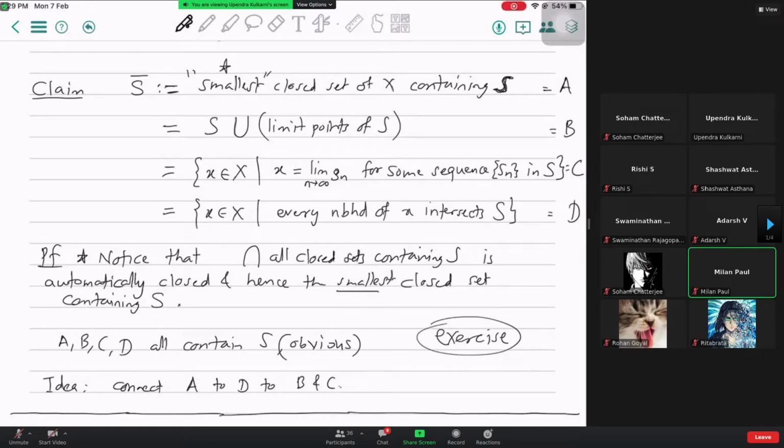Right. So okay. Since we said connecting A and D, let's just check. Let's just look at D. Every neighborhood of X intersects S. I take all such points.